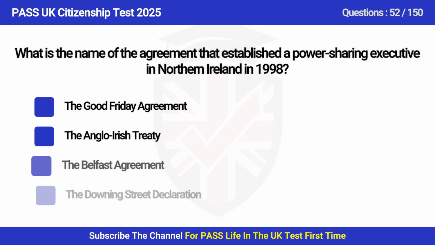Question 52. What is the name of the agreement that established the executive in Northern Ireland in 1998? A. The Good Friday Agreement. B. The Anglo-Irish Treaty. C. The Belfast Agreement. D. The Downing Street Declaration.